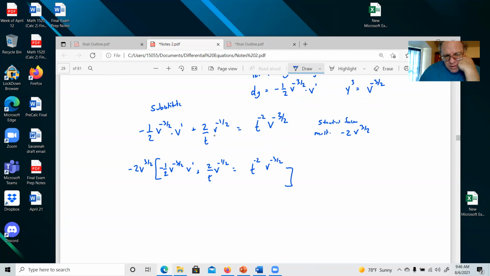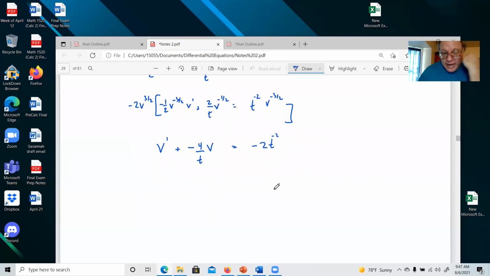So what's supposed to happen here? Everything goes back to a 1, so we just have a v tick. Plus we have 2, actually we have a minus, don't we? We have a minus 4 over t. We have v to the 3/2 minus v to the 1, times v to the negative 1/2. So 3/2 minus 1/2 is 2/2, so we just have a v here. And that is equal to negative 2 t to the negative 2. And then 3/2 minus 3/2, oh, that's v to the 0, so we're set.